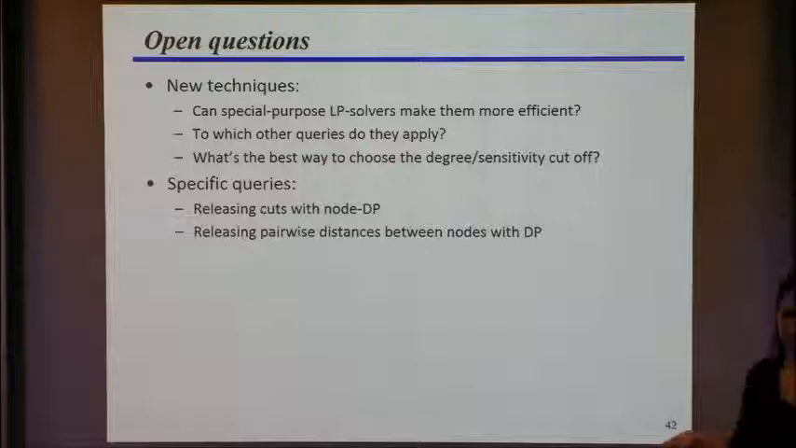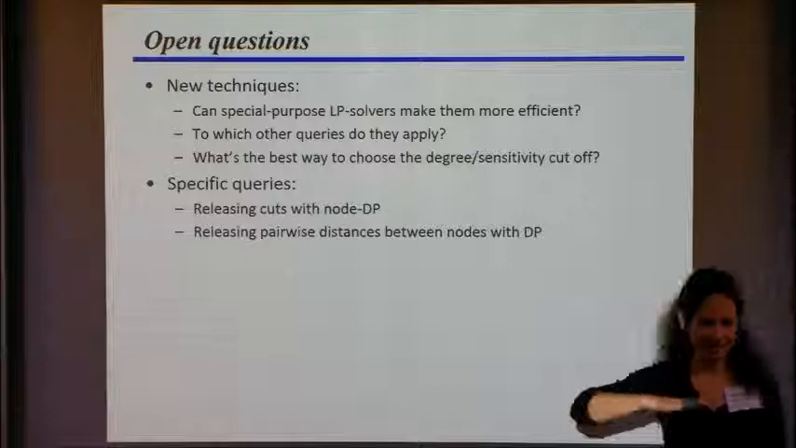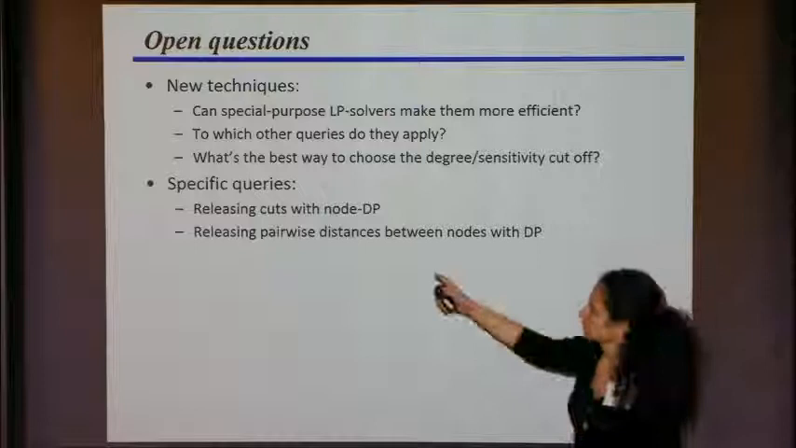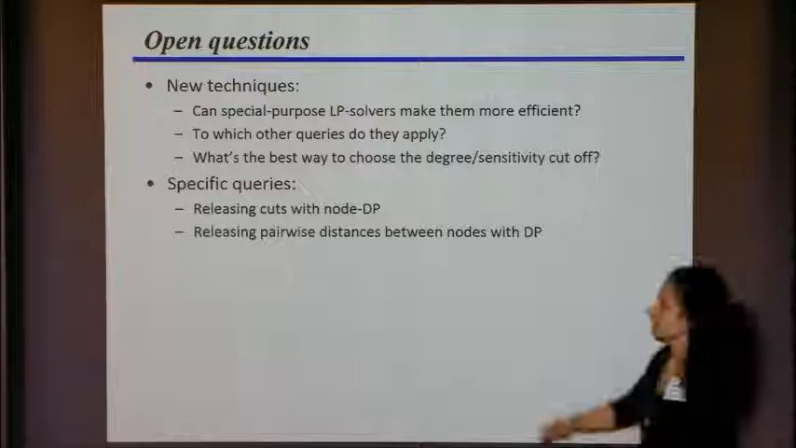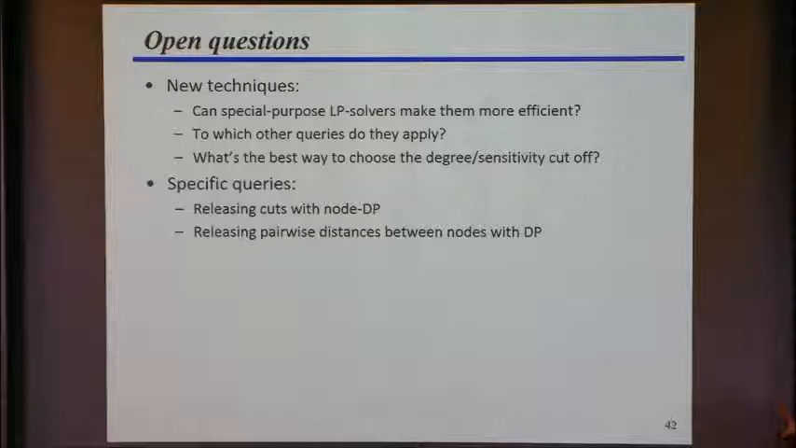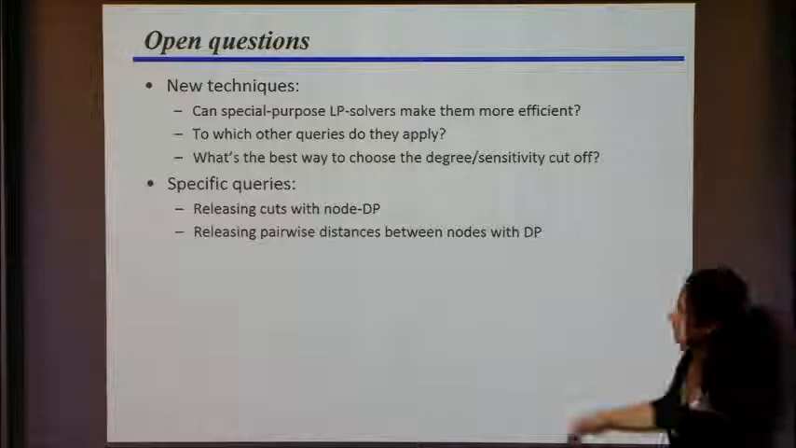Also, in the experiments that Ed ran, there were much better choices of D. What I showed is for fixed D. Then there are specific queries that are worth thinking about, like releasing cuts with node differential privacy. We know how to release them with edge differential privacy, but the error is quite high there. Even when you go to bounded degree graphs, it produces too much error to give you a meaningful answer. Even just multiplying the error bound by D gives you something too high.